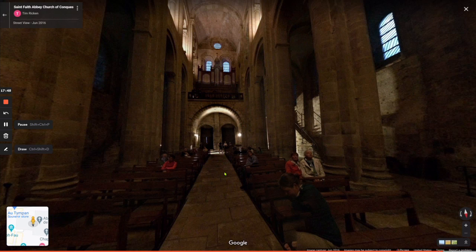Now, we're going to be talking about Romanesque sculpture in a separate video. And so there we'll be looking at Saint Foy herself in her reliquary, as well as the tympanum of the Last Judgment that is directly on the other side of this doorway.